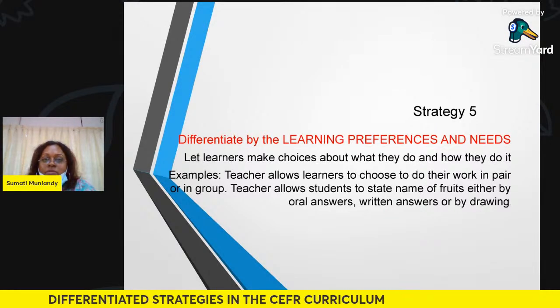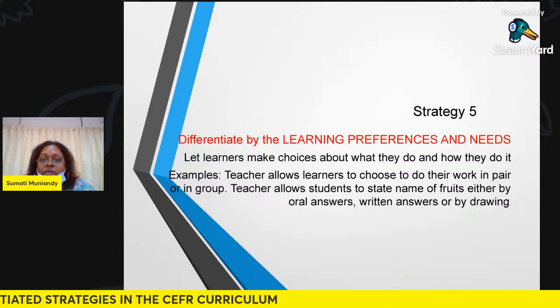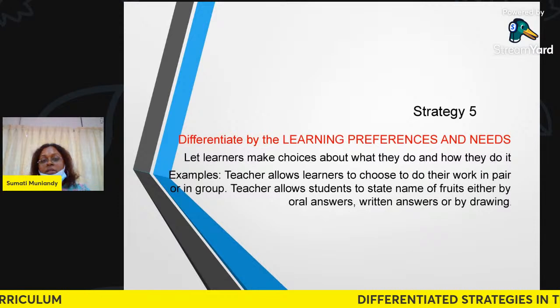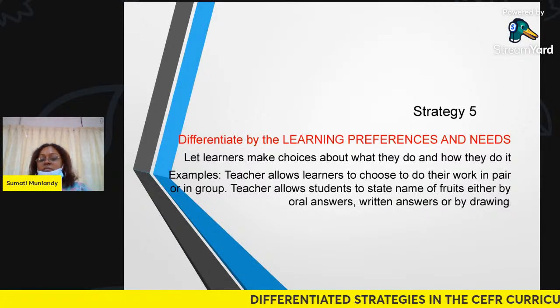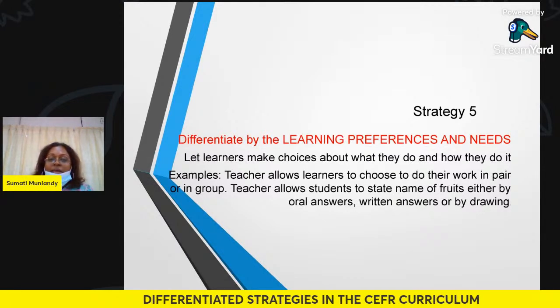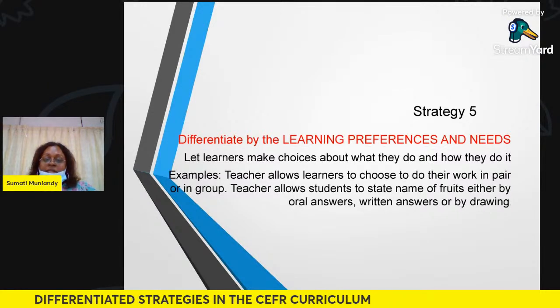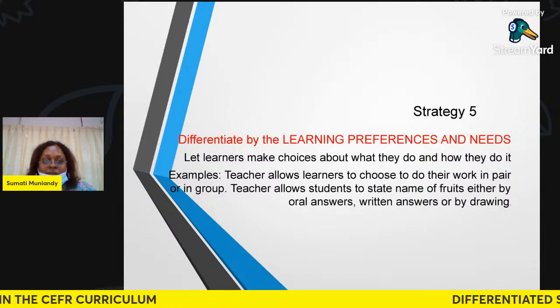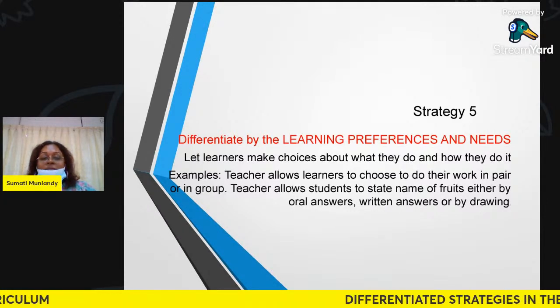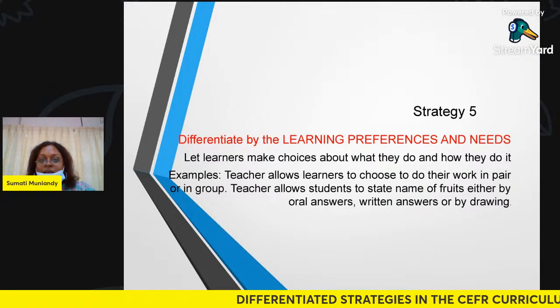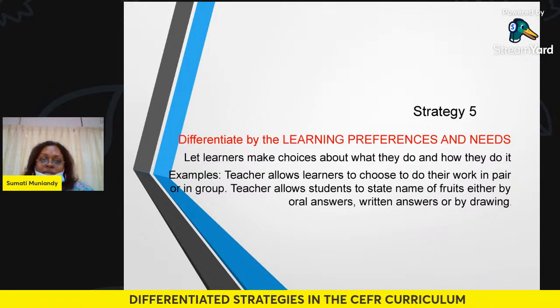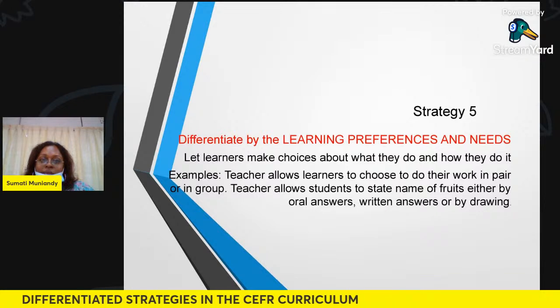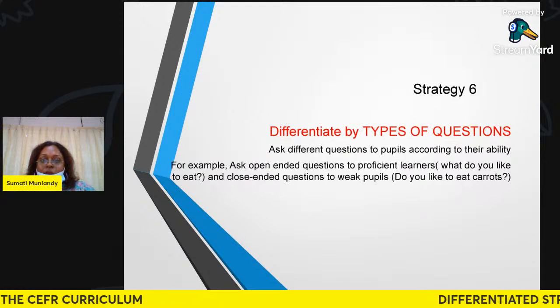Teacher allows students to state, for example, the name of fruits either by oral answers, written answers, or by drawing. This is where I said the learners have multiple intelligences. Some like to talk, some like to write, some like to draw and visualize. So these are the ways that you can use in your classroom.